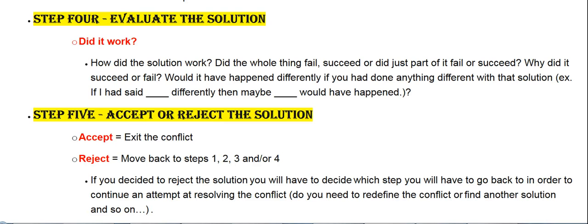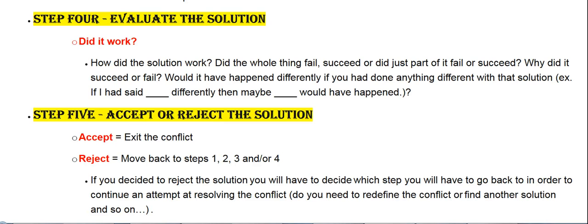So once you figured that out, then you can say, all right, well, why did it succeed or fail? Why did she have such success with this? Maybe that time of day was perfect. Or maybe she failed. Maybe she never cleaned her room at 9 o'clock. Why is that? Maybe that time was horrible. And what would have happened differently if you had done anything different with that solution?